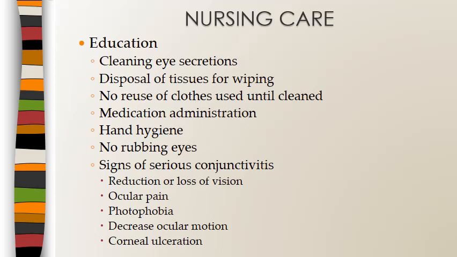Medication administration is always important because remember, it is usually not administered properly. Hand hygiene is important so that the conjunctivitis isn't spread from person to person. No eye rubbing. And we especially want to educate them about the signs of serious conjunctivitis, which would include reduction or loss of vision, ocular pain, photophobia, decreased ocular motion, and corneal ulceration, and they will have to come to get further treatment if these develop.